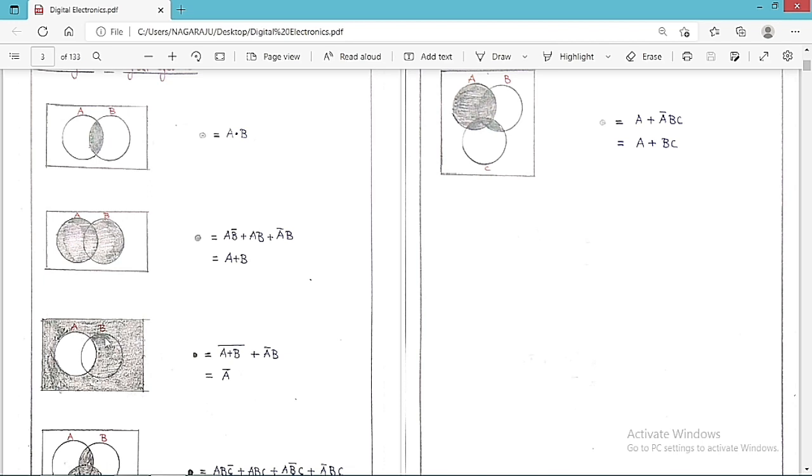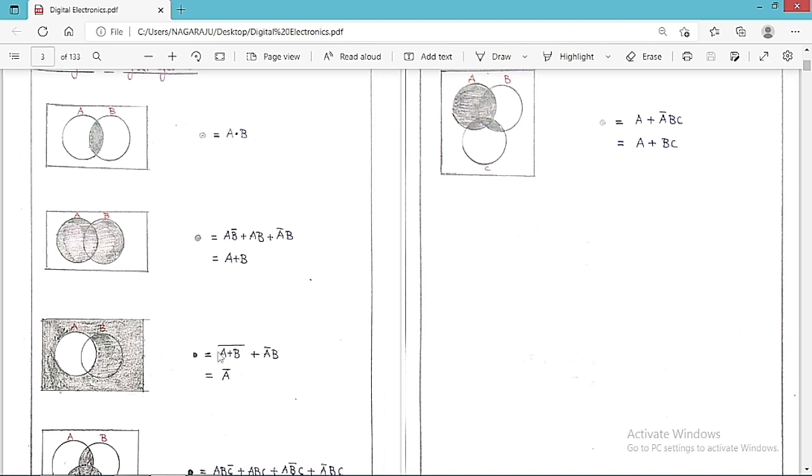I want this area. What is this area? I already told you, this area is nothing but A bar dot B. This area is called A bar dot B. And the remaining black area is equal to (A or B) whole bar. (A or B) whole complement, we are going to get this area.